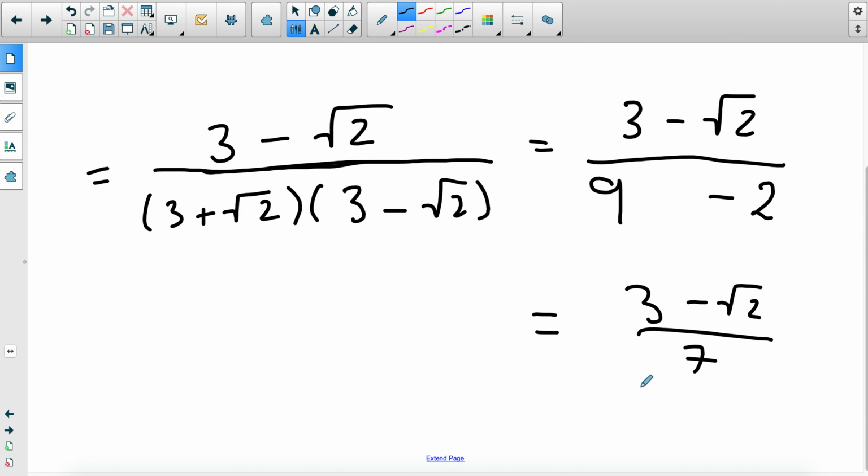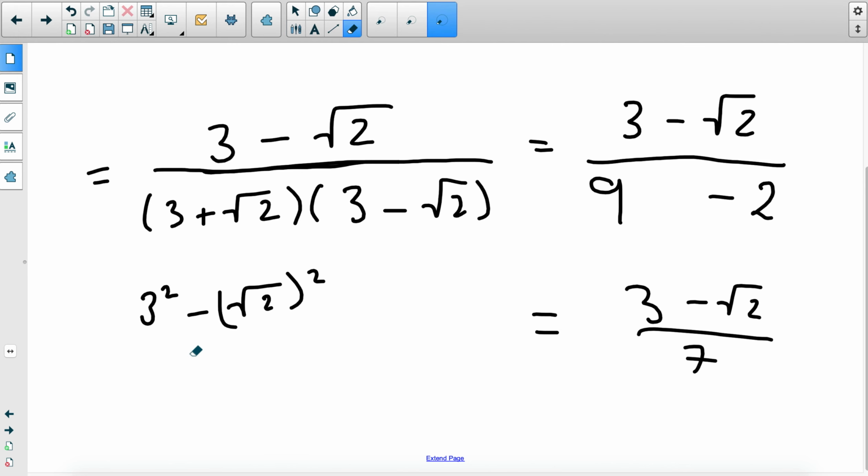Again, if you're unsure about this, I'm just going to quickly explain. The 9 comes from doing 3 squared, and the 2 comes from the square root of 2 squared. Do watch the end of the previous video to see, because I actually use the same exact values. So you end up with 3 minus square root of 2 over 7. This can't be simplified any further, so this is as far as we go.